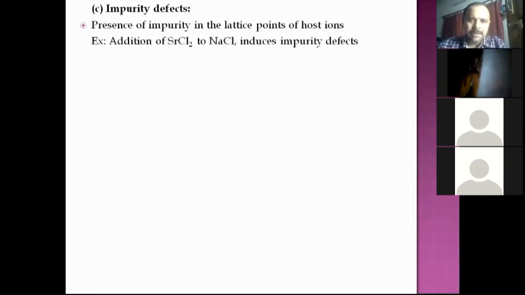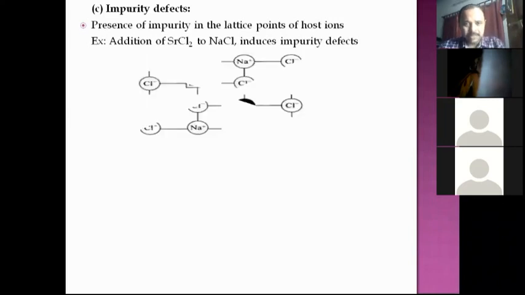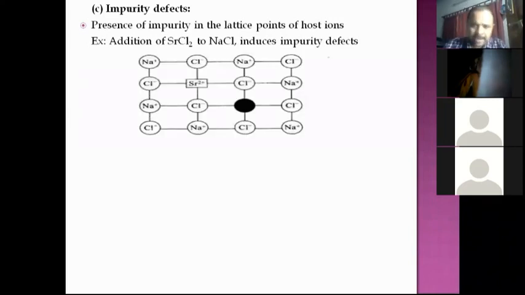One example, well known, in all the cases this example will be given, that is strontium chloride when added to sodium chloride. It induces strontium ion impurity into the lattice. Obviously, when strontium ions are present, some Na+ ions have to be replaced. So you can see this diagram here. There is one strontium ion. The strontium ion has occupied which lattice site? Obviously, after Cl-, it should be Na+. So the Na+ lattice site has been occupied by strontium ion. So it introduces impurity, so impurity defect.